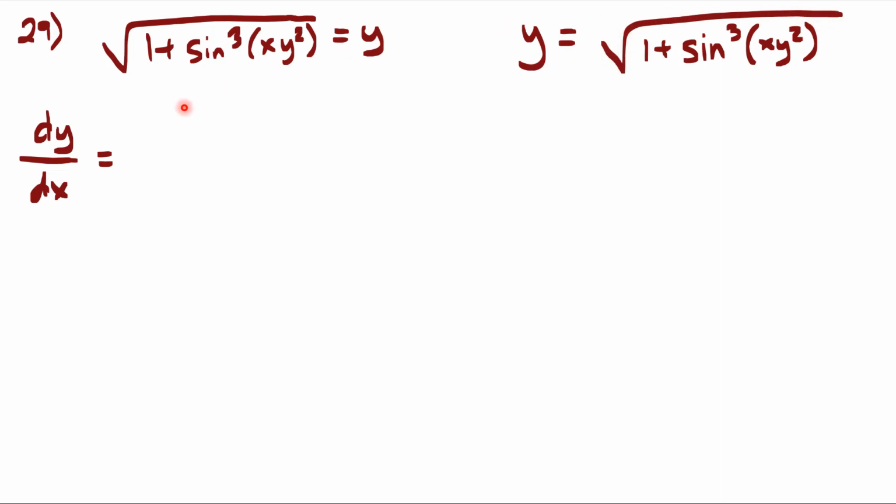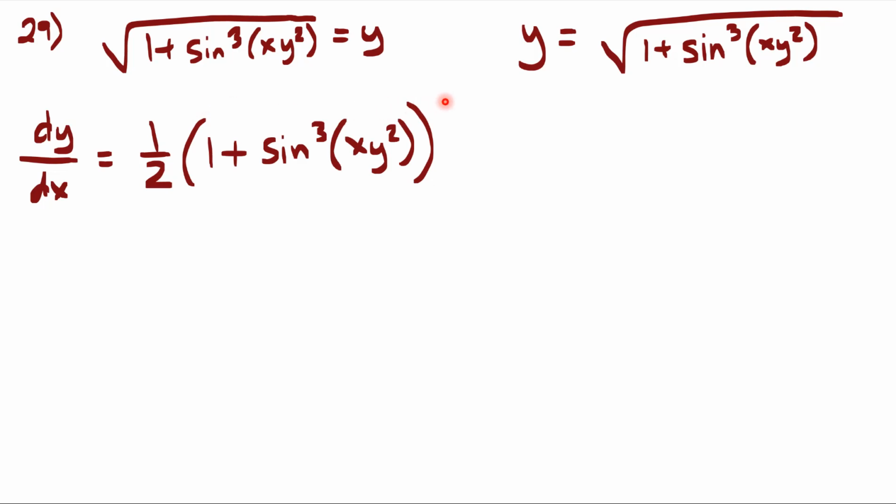So that 1/2 goes out in front. The stuff inside remains exactly the same, no change whatsoever. But now we have a power of 1/2 minus 1, and 1/2 minus 1 gives you a negative 1/2. So there's my first iteration.